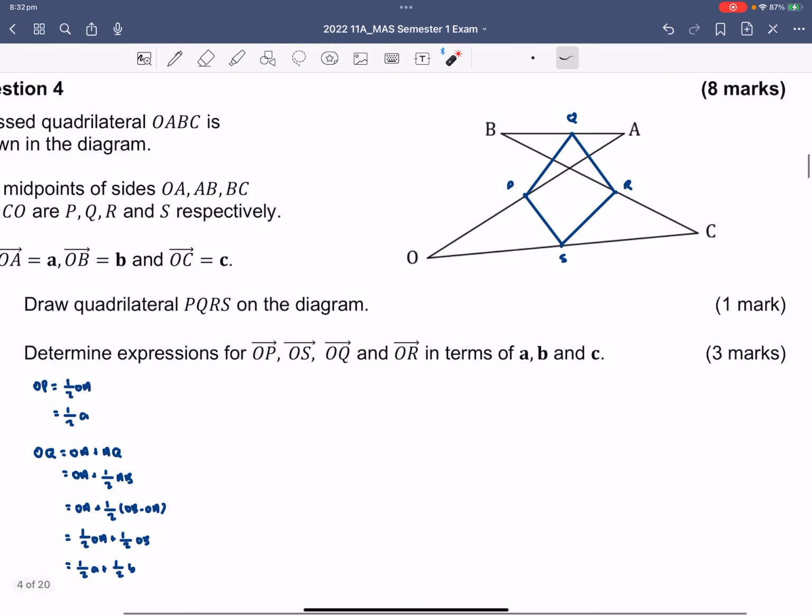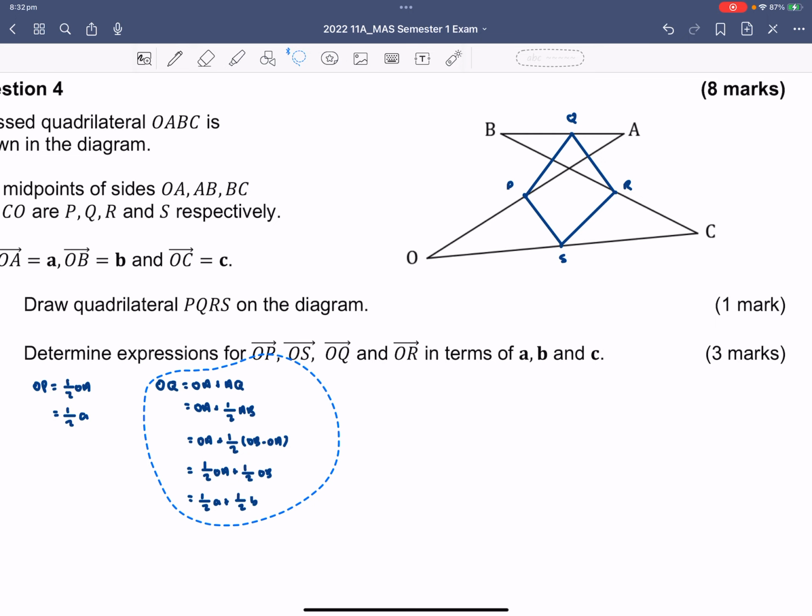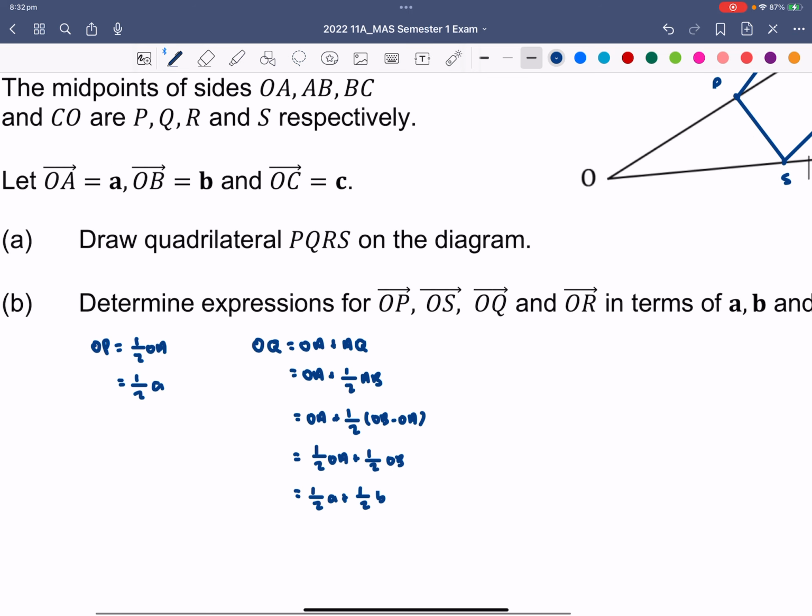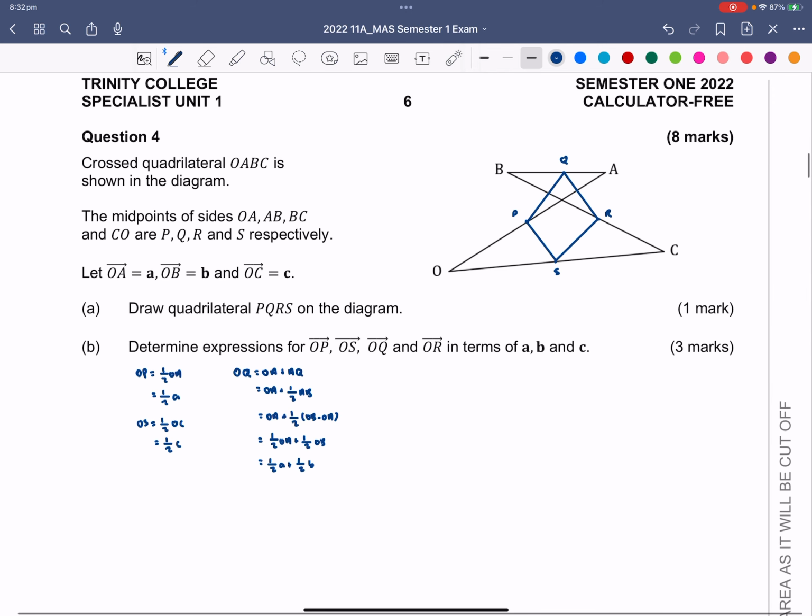Oh, that's even easier. O to S is just halfway from O to C. That was a very easy one. Halfway from O to C is just half C. That's OS. What else do we have? We have OP, OS, OQ, and lucky last, OR.